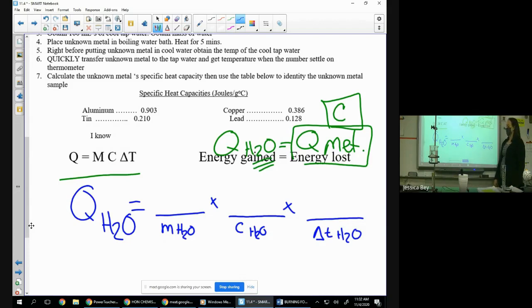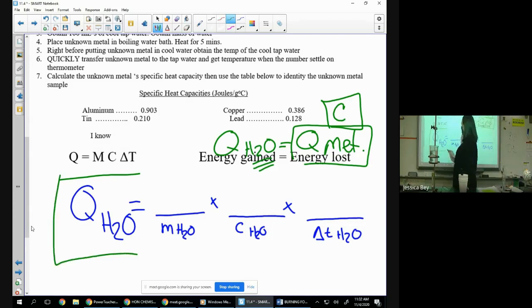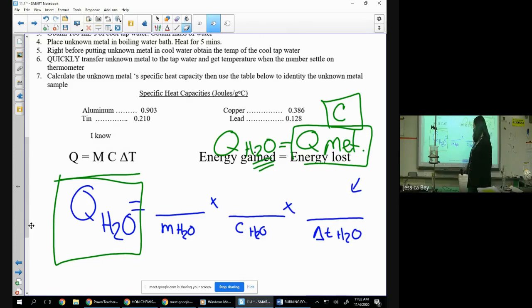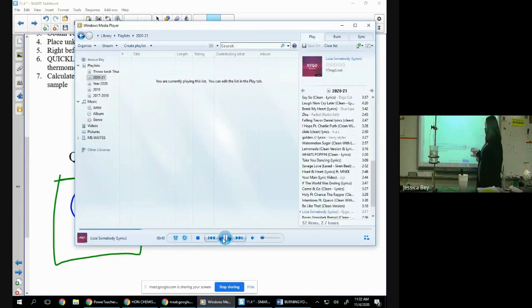Okay? So if you know where you're going, you can go further than that and finish the whole question if you would like. But at the very basic, you have to figure out the Q of the H2O. Okay, you should have M, you should know C. Delta T is a quick calculation to get it. Let's see who can get this first part filled in for me. And try this at home. Hopefully you're feeling good as well. Plug in these numbers, M H2O, C H2O, and delta T H2O. Let's do it.